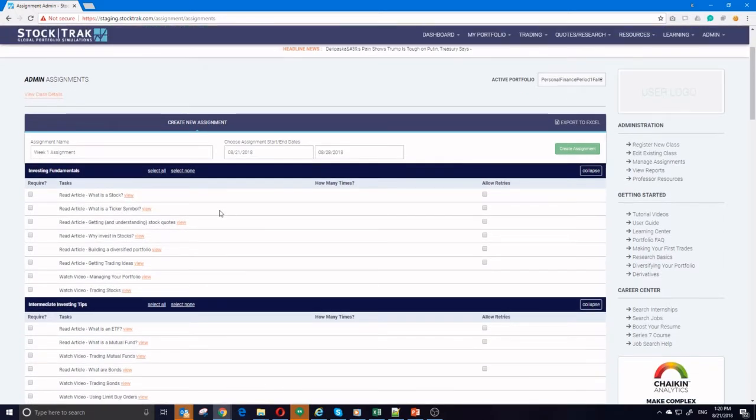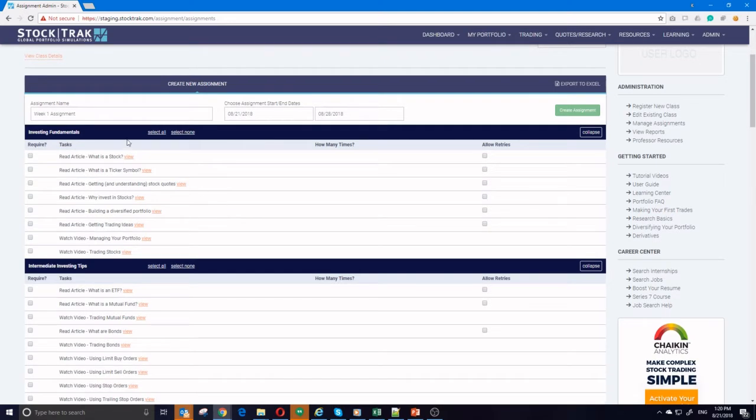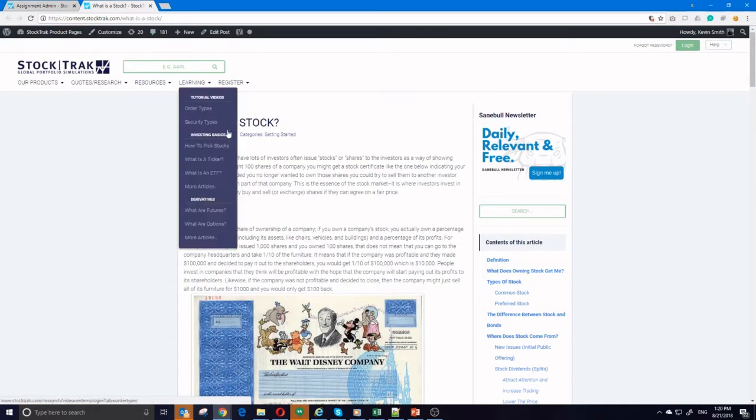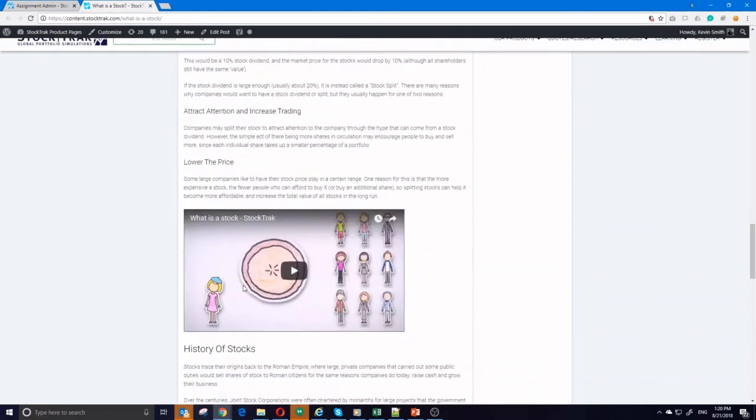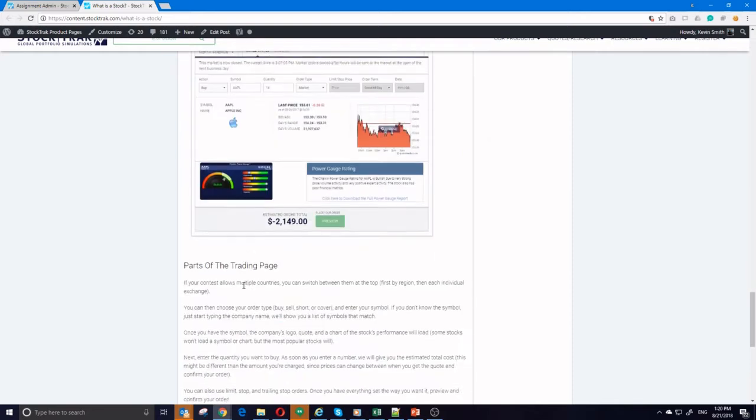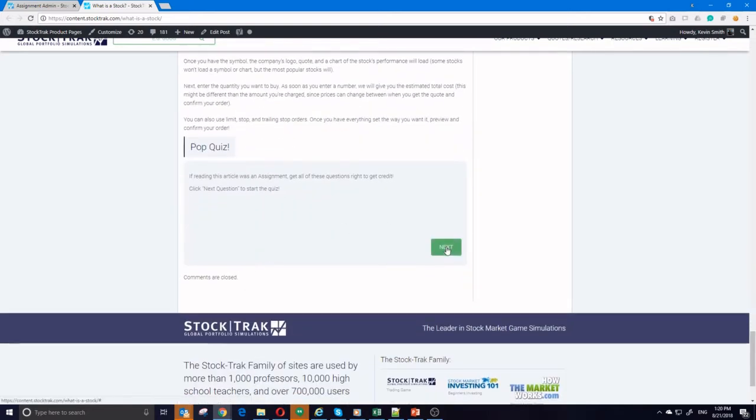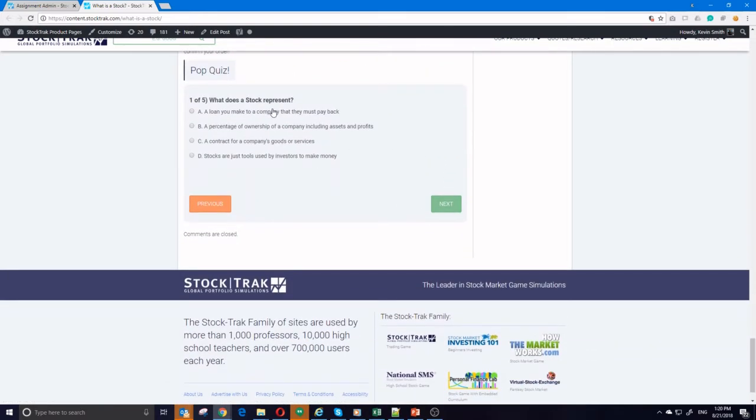Next, you'll start choosing the activities that you want your students to complete as part of this assignment. This includes things like articles, and these articles usually have lots of images and infographics, there's often videos included in here, and it also ends with a short pop quiz. Students will need to take this quiz in order to get credit for reading the article.